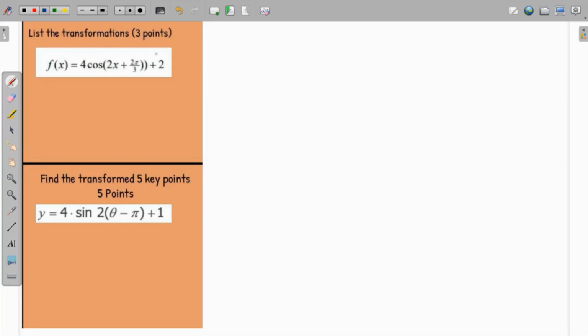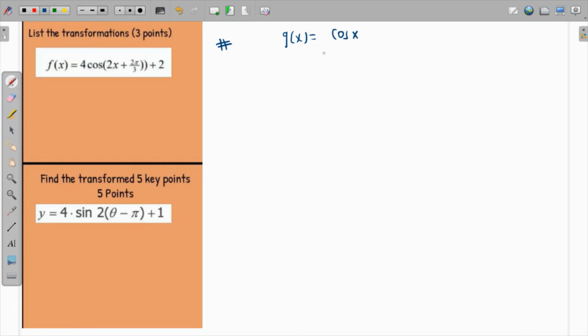We have to list all the transformations of these two functions. Let's talk about the first one. We'll start definitely with the parent function, and the parent function is cosine of x.